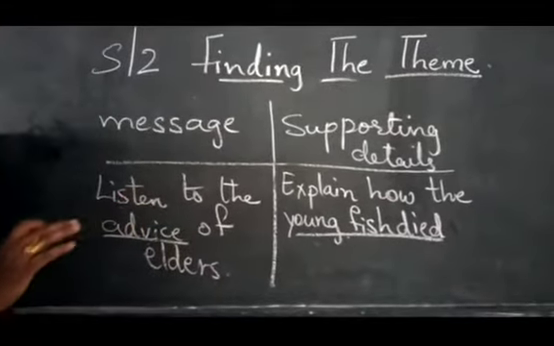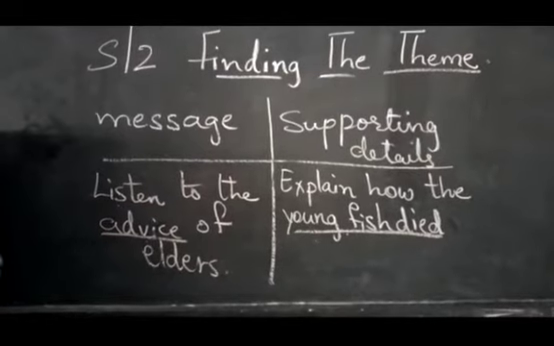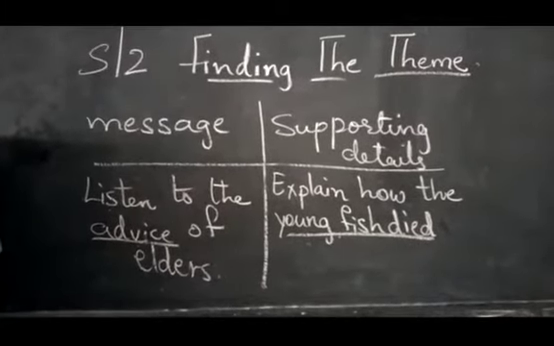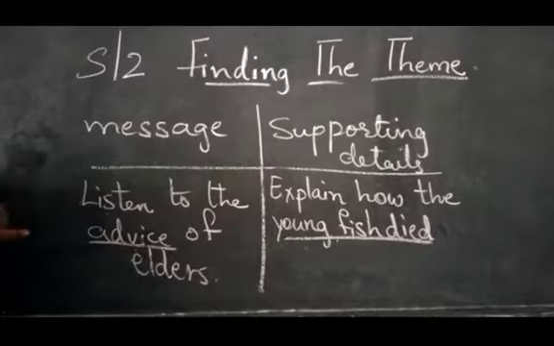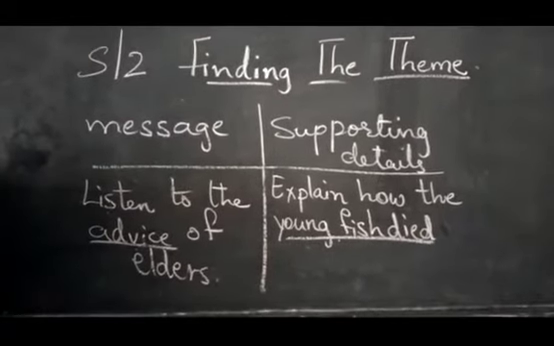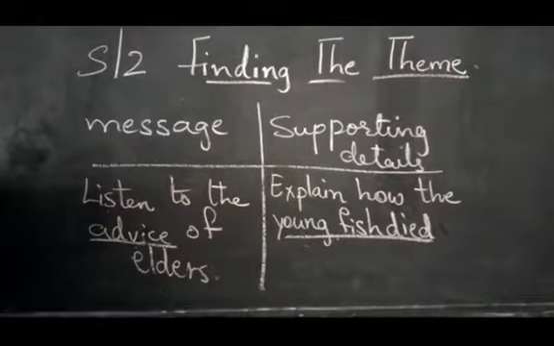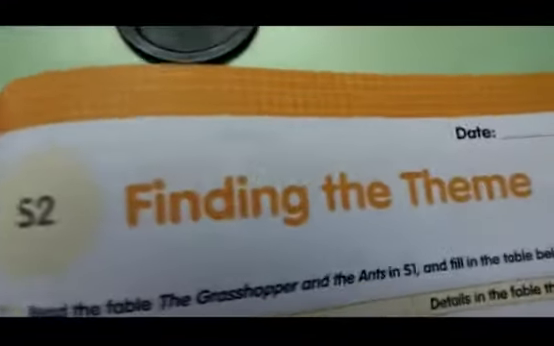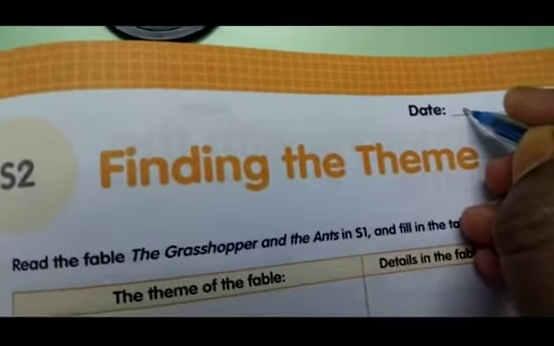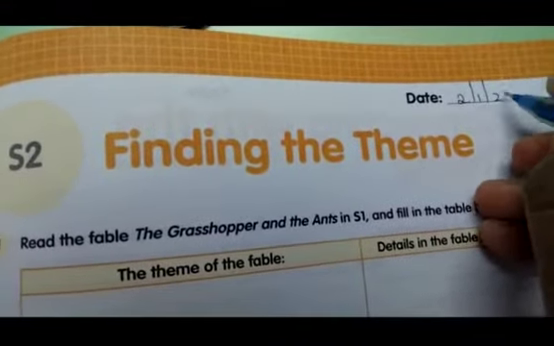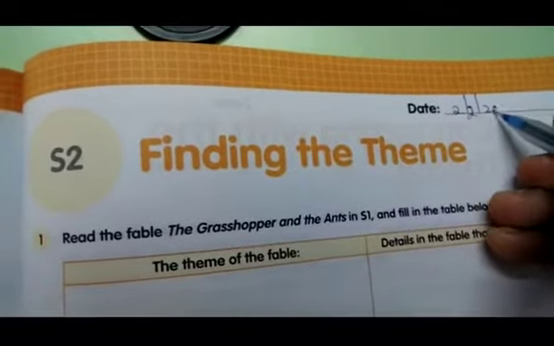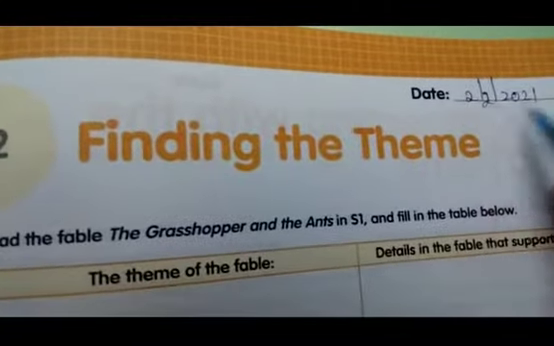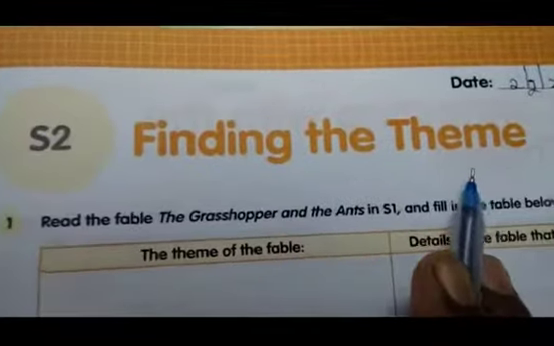Okay. Now open your workbook, children. We are going to see S1 story which we read, The Ant and the Grasshopper. For that, we are going to see what the message is and what the supporting details are. Okay, open your workbooks, children. Block number 22, F2. Write the date as 2021. S2, finding the theme.